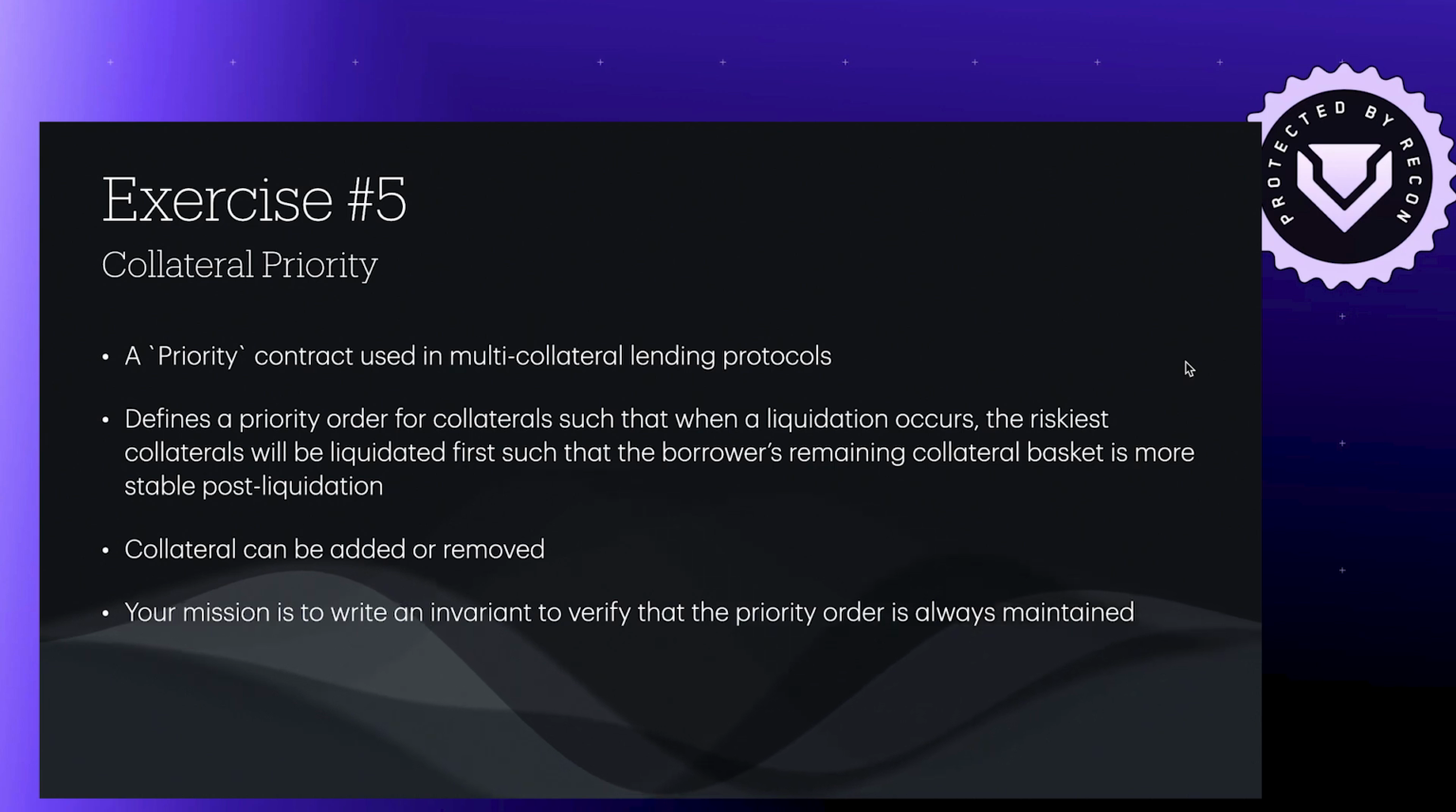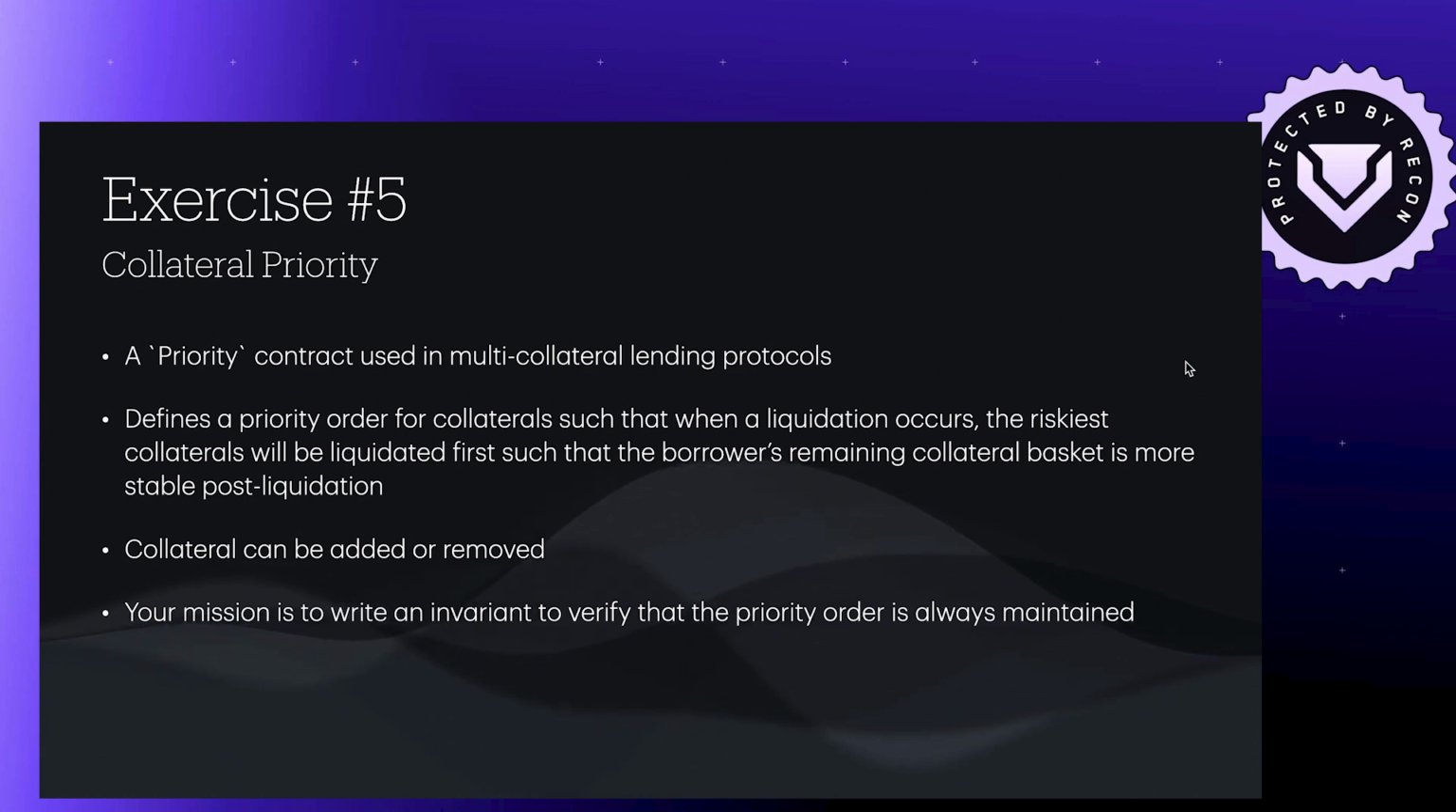Whereas if you liquidate the USDC first, and your remaining collateral basket is just Shiba Inu, well, that's highly volatile. So you're actually more likely to be liquidated in the future. You've got a lower health score post liquidation, so we want to avoid that. Also, collateral can be added or removed by the protocol admins. So what do we want to do? We just want to write an invariant to verify that the priority order is always maintained. And we've got two operations. We can add the collateral.